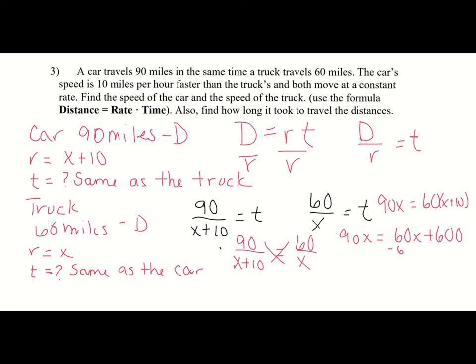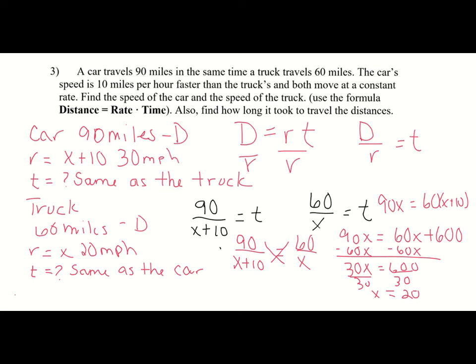I'm going to subtract 60x from both sides. So I end up with 30x equals 600, divided by 30. And x is going to equal 20. And that x is going to represent 20 is our rate, and that is the rate of the truck. So they're going 20 miles per hour, and the car is doing 20 plus 10, or 30 miles per hour.